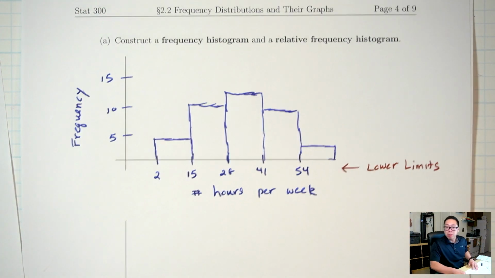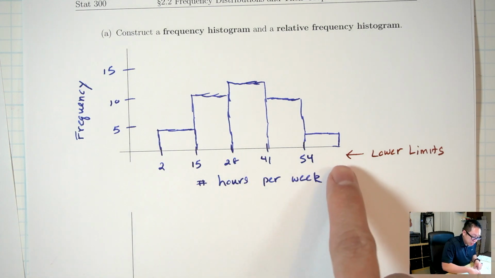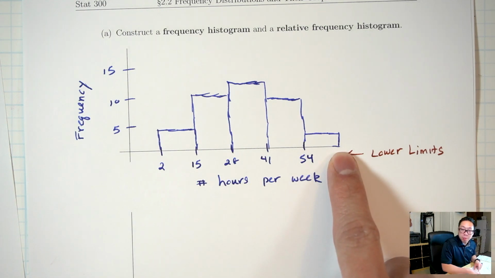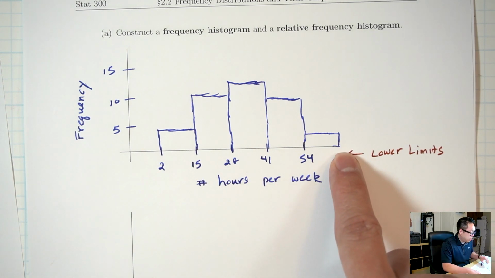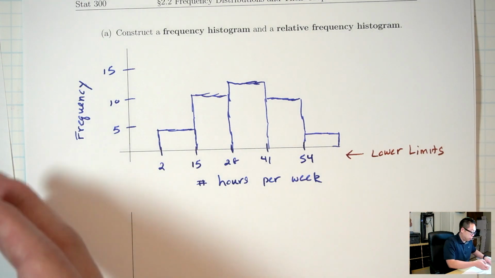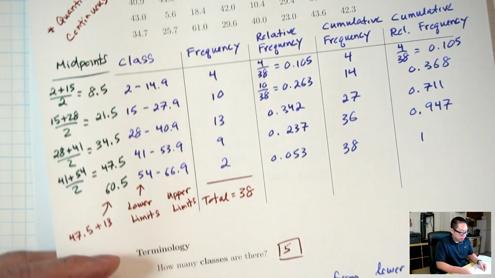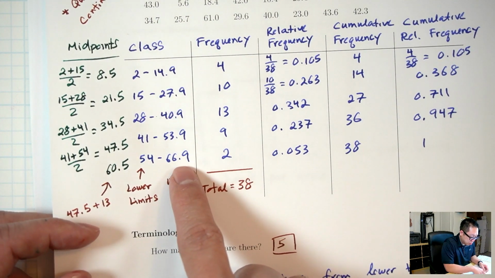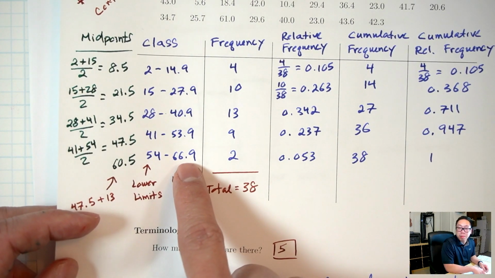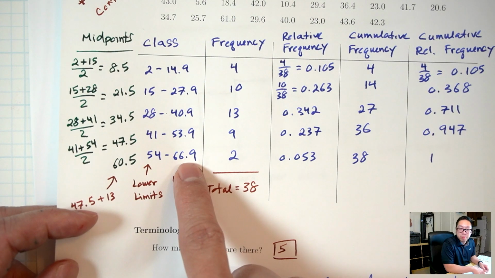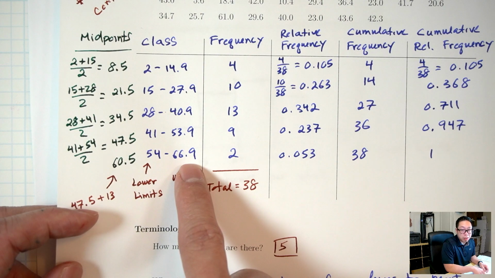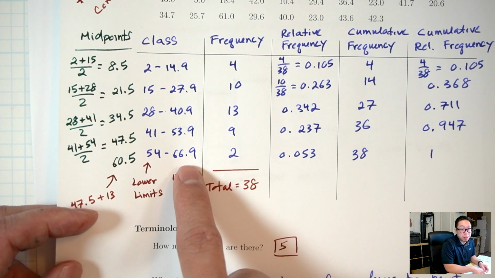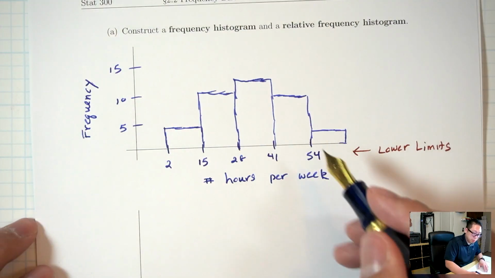Okay, so what's very important is I need this number right here. What is that number? So I have 2, 15, 28, 41, 54. What is that number there? Okay, there are two ways to get that number. That number should be the one that comes right after that. What's the number that's right after 66.9? That would have been right here, below the 54. So the number that's right after 66.9 is 67. So this is going to be 67.